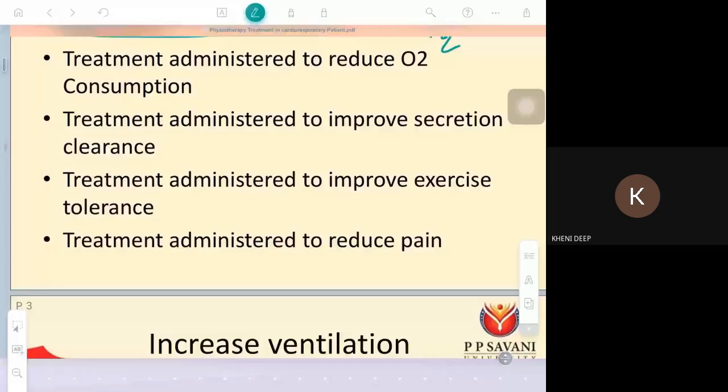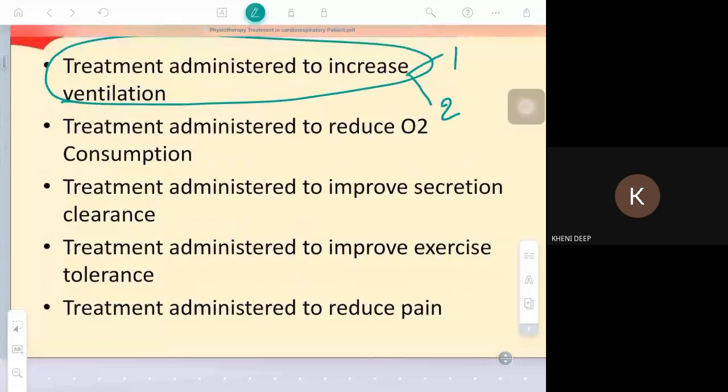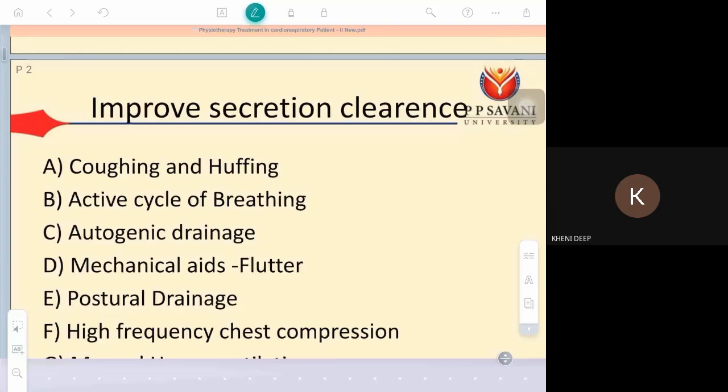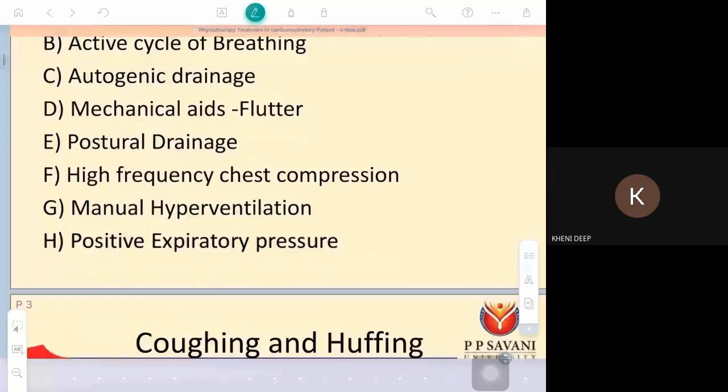So today we will discuss treatment administered to improve secretion clearance. What are the methods to achieve secretion clearance from the lung? That will be today's lecture. There are many techniques, and each and every technique we will discuss separately.